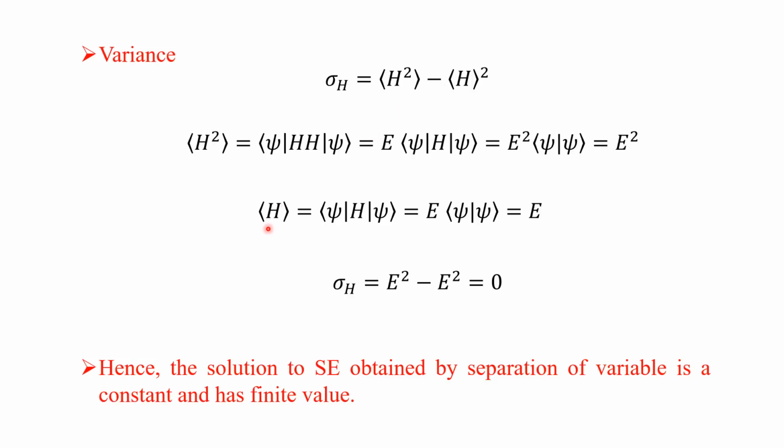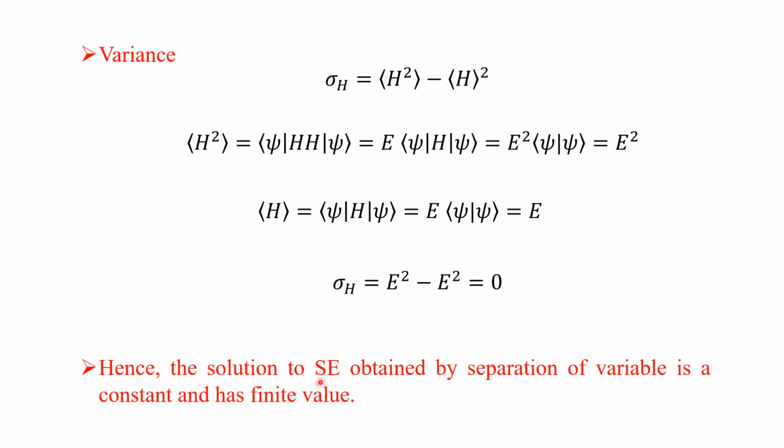Similarly, the expectation value of H is equal to <psi|H|psi>. When the Hamiltonian operator acts on psi, you get the energy eigenvalue E, which is a number, and you can take it out. So the expectation value of H is equal to E, and the square of it is E squared. The expectation value of H squared is also E squared. So both will get cancelled, and the variance is equal to 0.